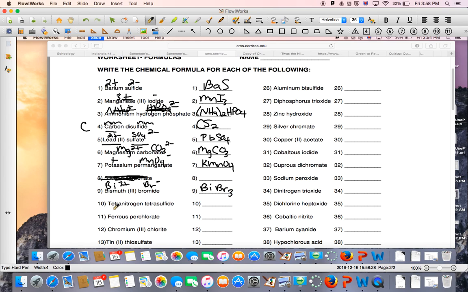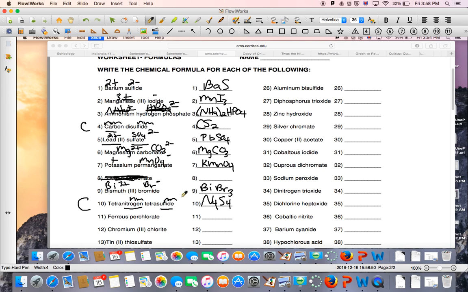Okay. Number 10, you notice that you've got nitrogen, you have sulfur, so 2 nonmetals. This once again is a covalent bond. So the nice thing about covalent is you just do what it tells you. So tetranitrogen. That means there's 4 nitrogen. Tetrasulfide. That means there's 4 sulfur.